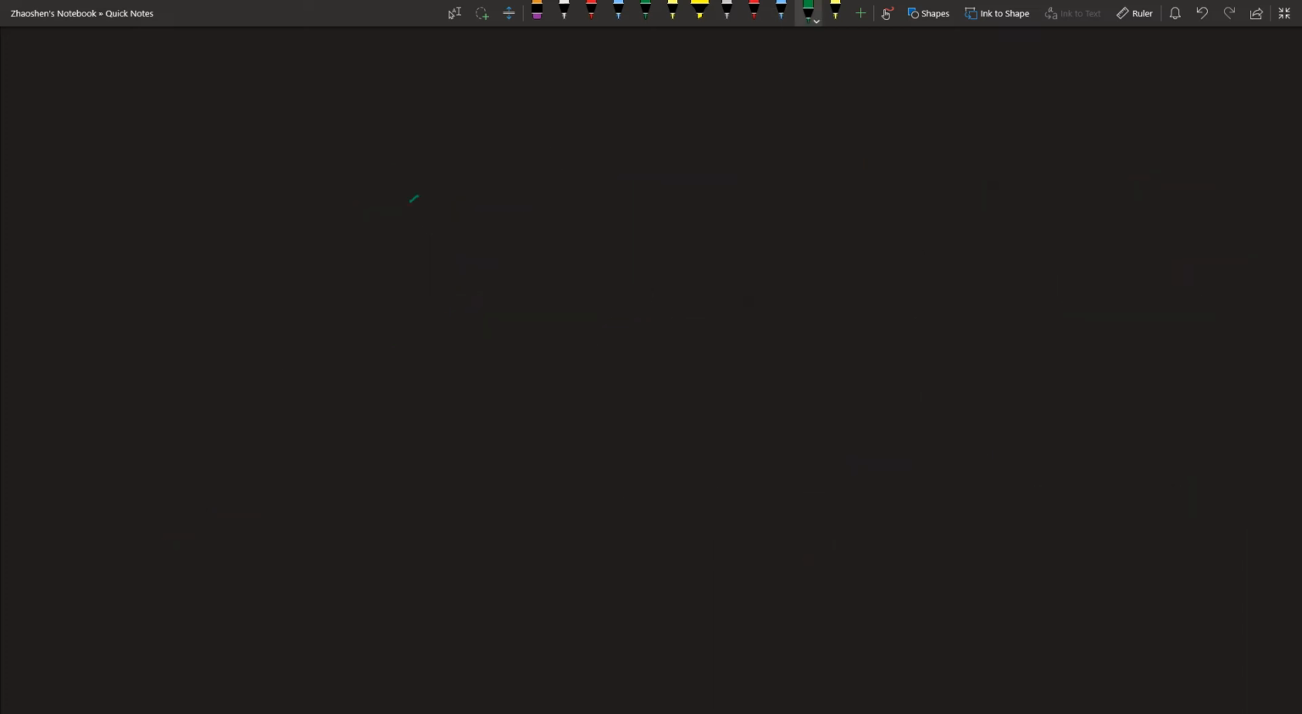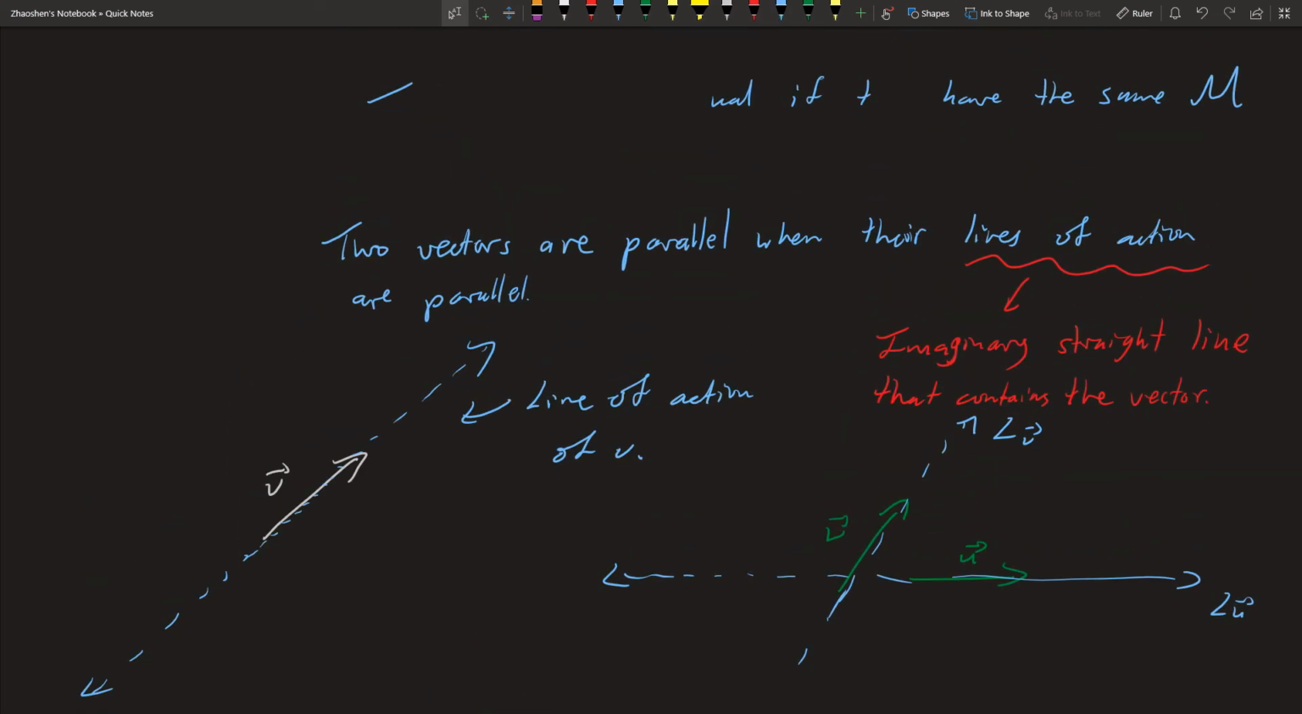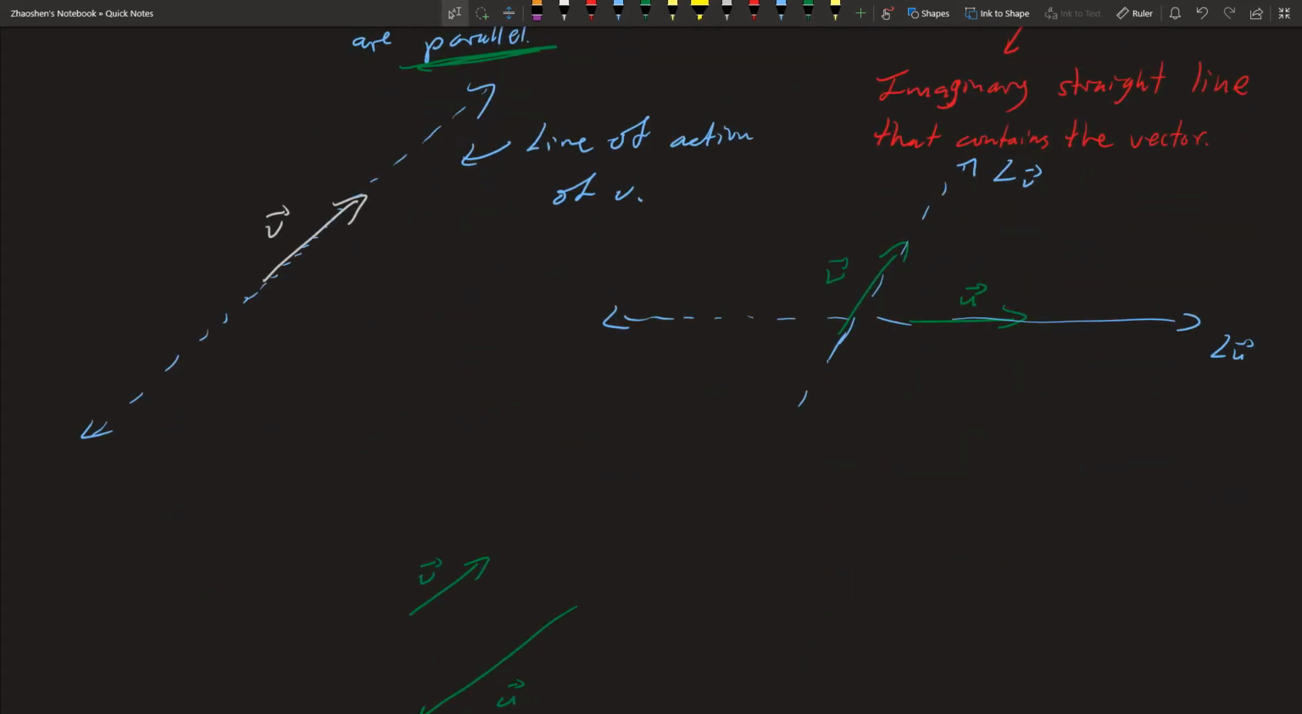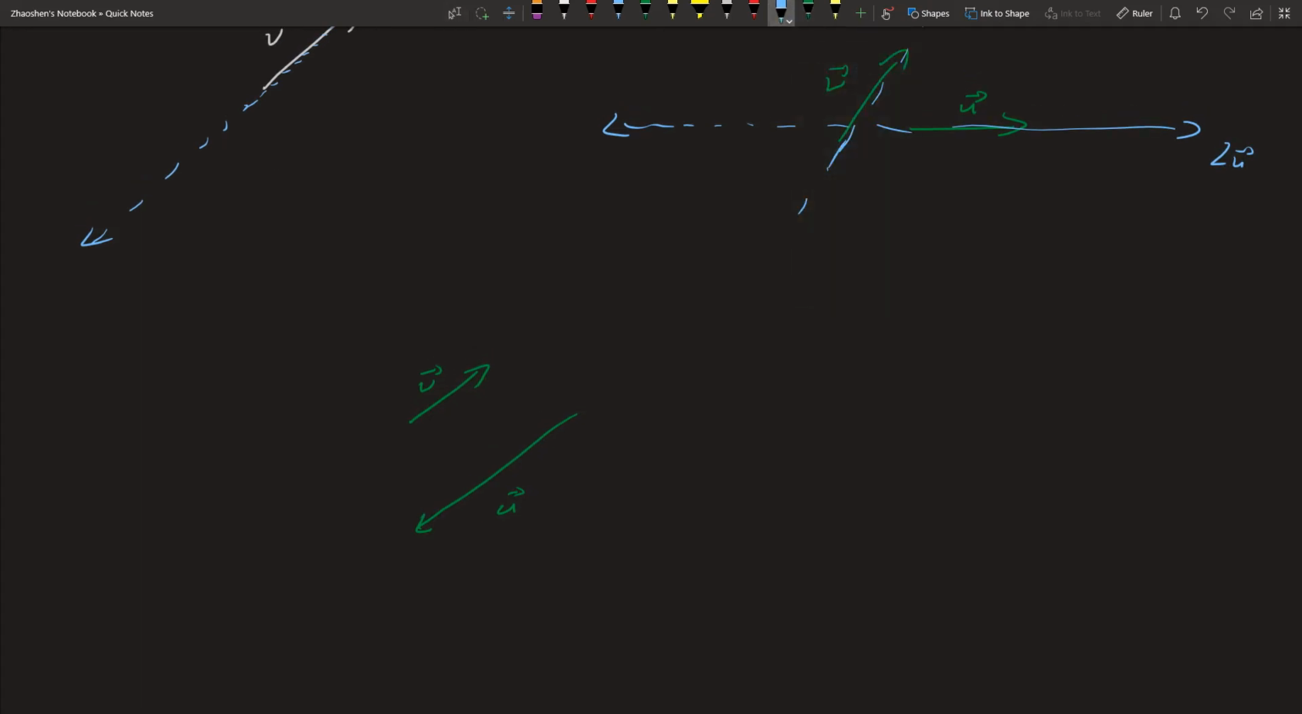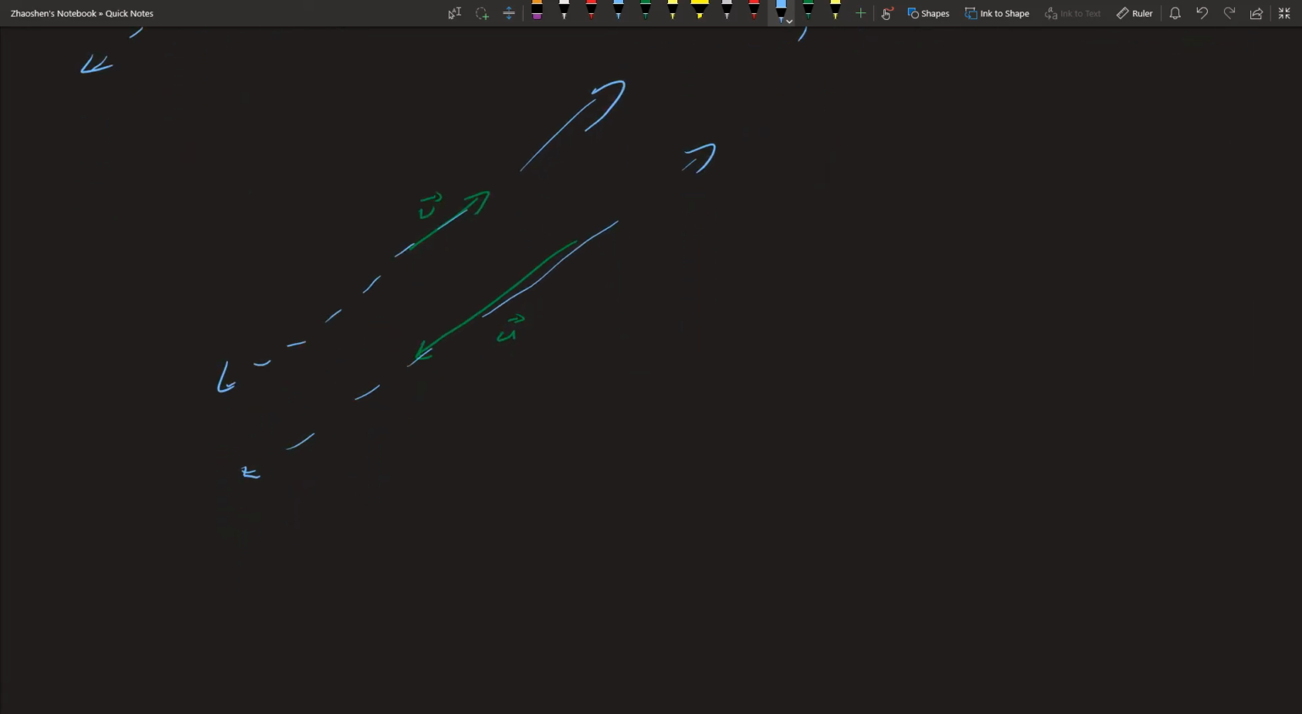What about those two vectors? This vector v and this vector u. Well, this is not clear anymore because you can see that they kind of look parallel, but they're oriented in different directions, in opposite directions, in fact. However, according to our definition up here, two vectors are parallel when their lines of action are parallel. It doesn't specify anything with directions. That means let's draw our lines of action. Sorry for my drawing, they are indeed parallel. So that means those two vectors are parallel.